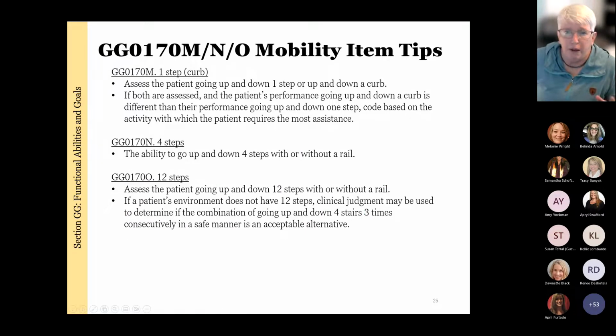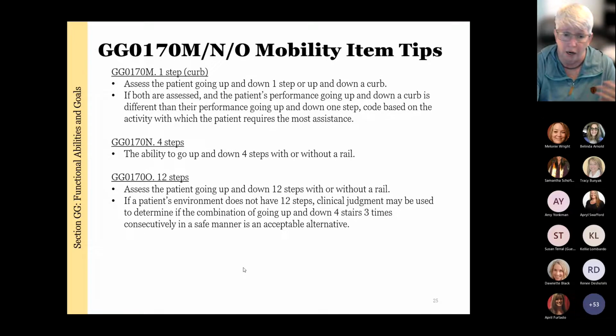Oh, one step, that's all right. 4 steps, we're talking about the ability to go up and down 4 steps, either with or without a railing, doesn't matter. 12 steps, again, up and down with or without a railing. If the patient does not have 12 stairs, clinical judgment can be used by the clinician to determine, if you're out there in the home, if I do have 4 steps, maybe I'll make them go up and down 3 times to see.